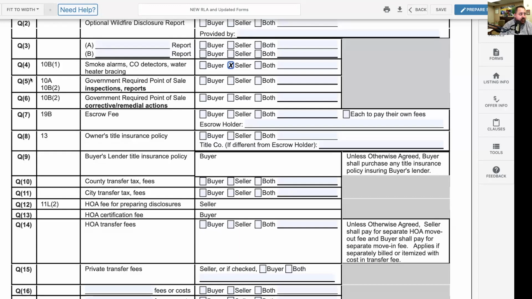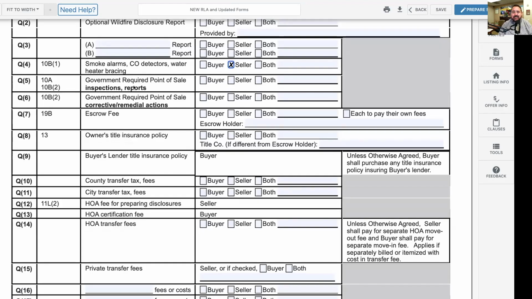This section, Q5, Q6, government required point of sale inspections or reports. That's everything. That's Compton, Maywood, Southgate, Linwood, Huntington Park, all of the cities that we know that require a pre-sale inspection where somebody goes out and inspects the property. That's what this is talking about.